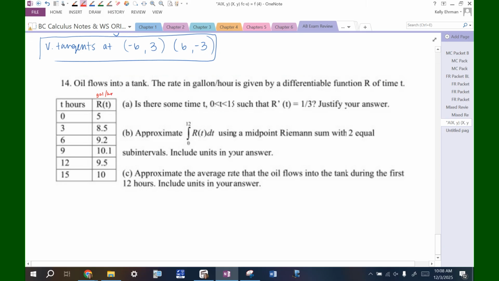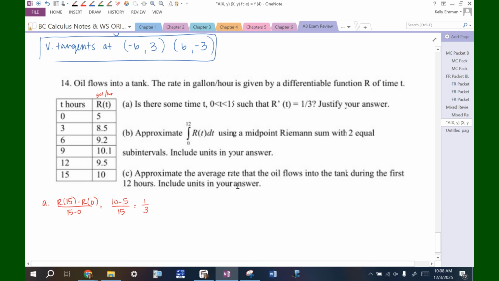Is there some time between 0 and 15 such that r prime of t equals 1/3? Justify your answer. So this is asking you if the instantaneous rate of change matches any sort of average rate of change. Is there an average rate of change that comes out to 1/3? Go with the endpoints of the interval here. So let's just check this for the first part. Is r of 15 minus r of 0 over 15 minus 0, does this come out to 1/3? So 10 minus 5 over 15, 5 over 15 is 1/3.